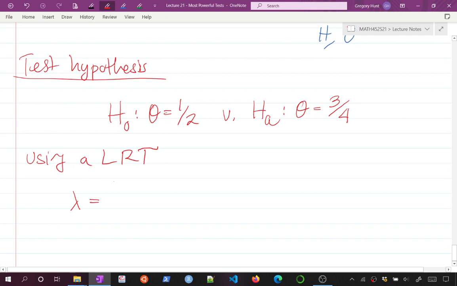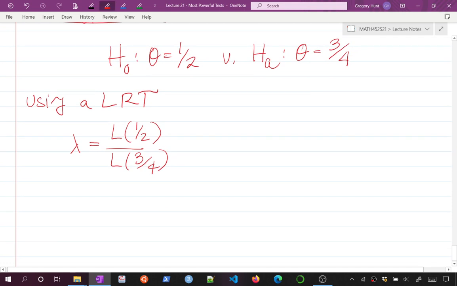So lambda for our simple hypothesis LRT is simply L of 1/2 over L of 3/4. And we're going to reject if lambda is too small.